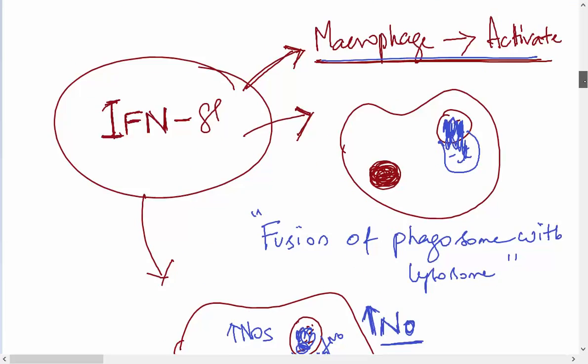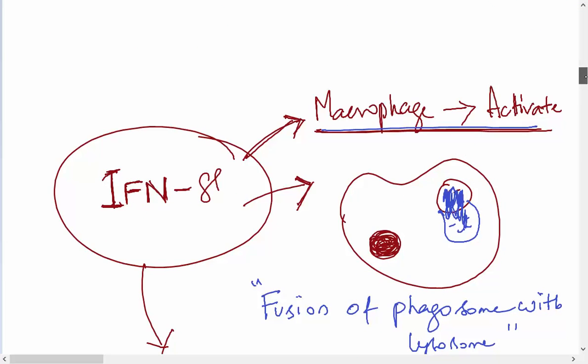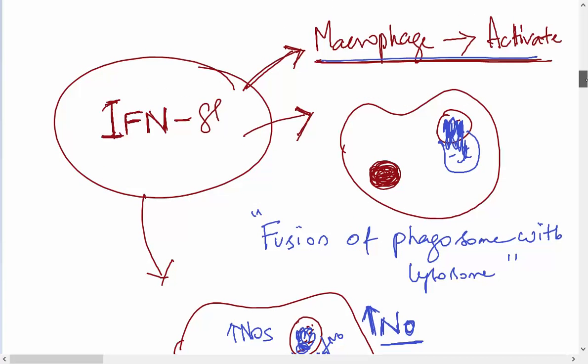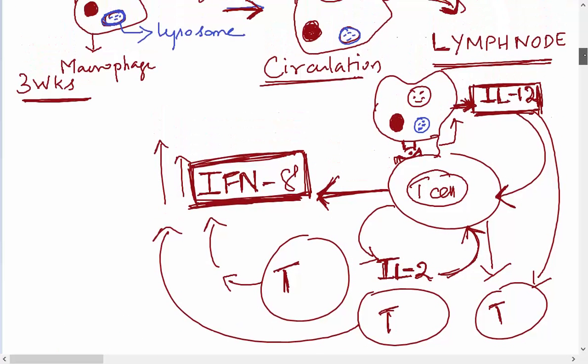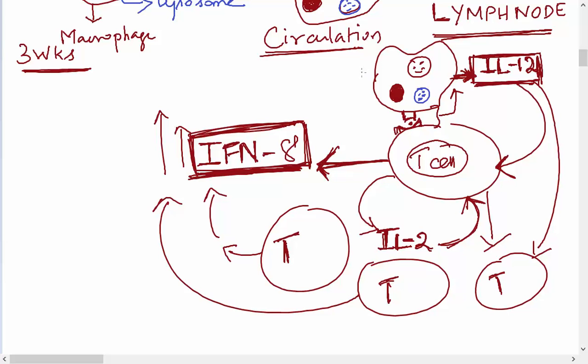Yeah. So they increase the nitric oxide. So this is a major three function of interferon gamma. Okay, I'm going to introduce some other concept here. See, this macrophage also releases TNF.